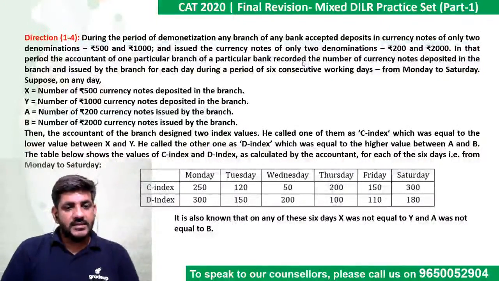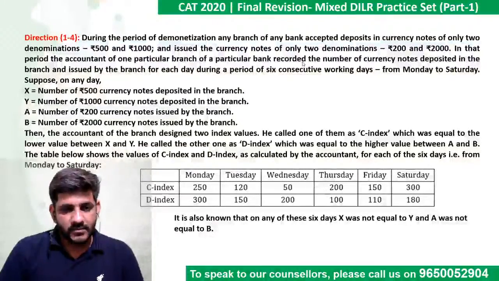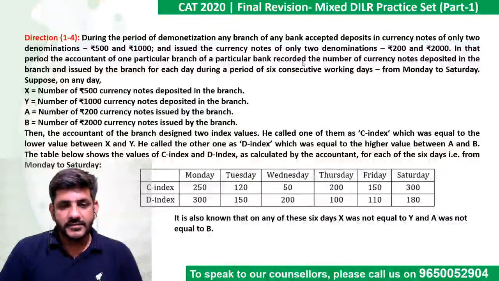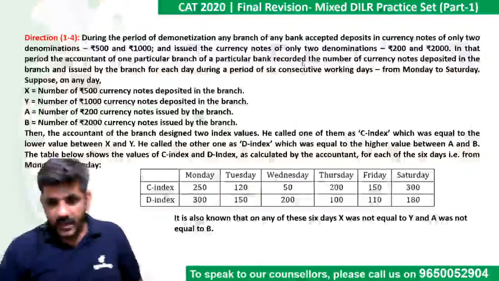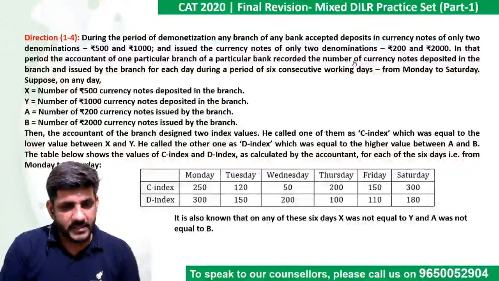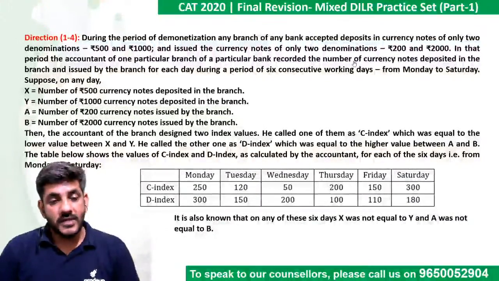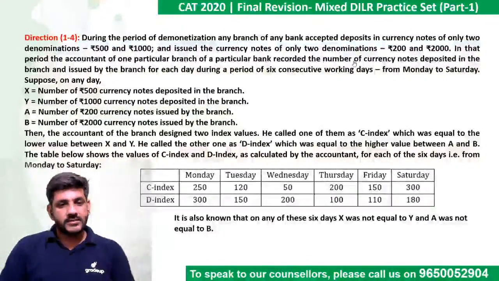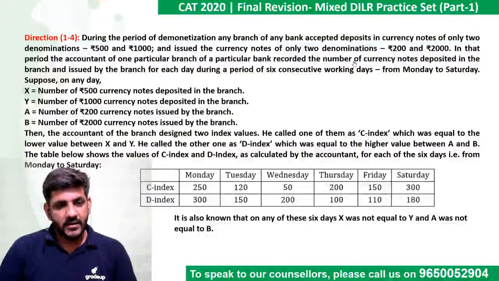So in that period, the accountant of one particular branch of a particular bank recorded the number of currency notes deposited in the branch and issued by the branch for each day during a period of 6 consecutive working days. Okay, from Monday to Saturday, suppose on any day. So there is some information now with us. Number of 500 currency notes deposited in the branch, he calls it X. Number of 1000 currency notes deposited in the branch is Y, number of 200 currency notes issued by the branch is A, and 2000 issued by the branch is B.